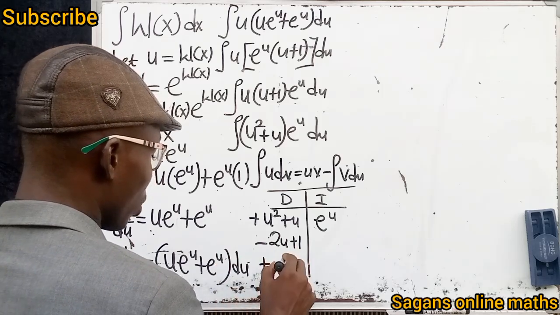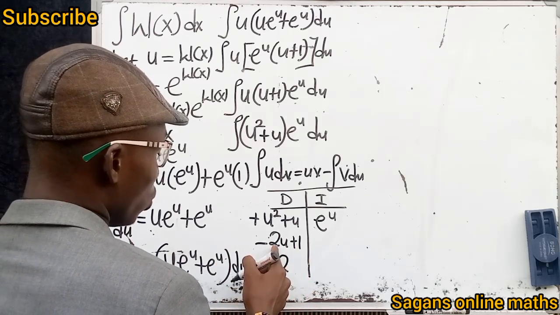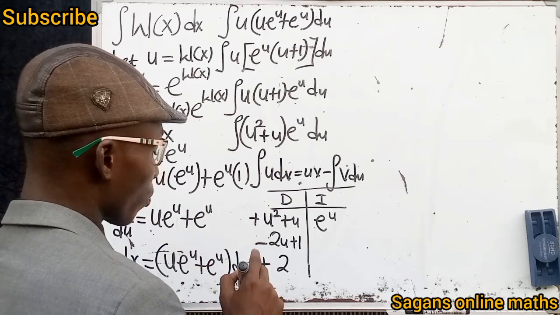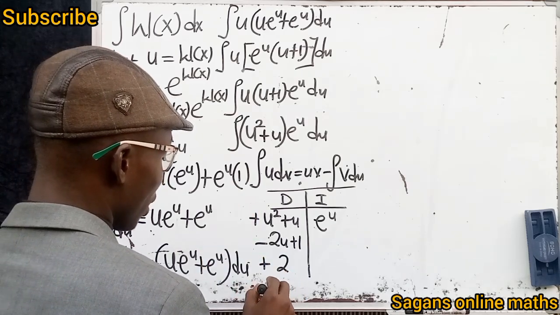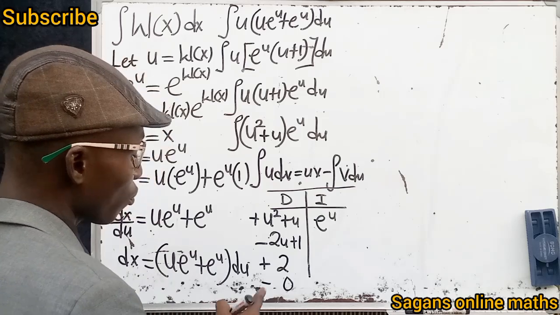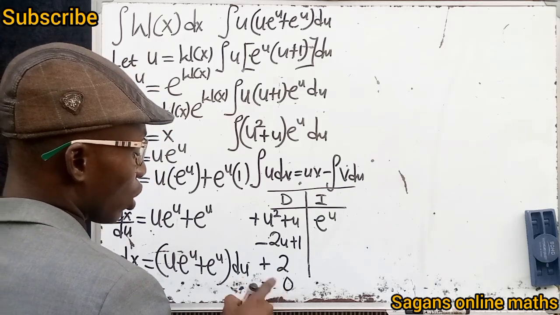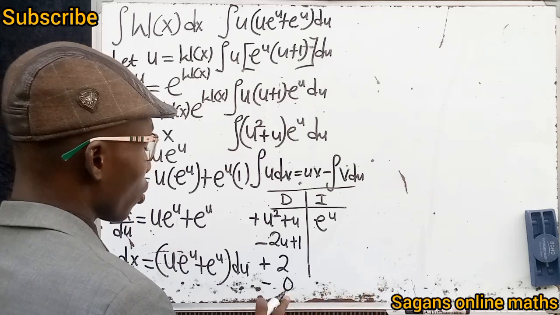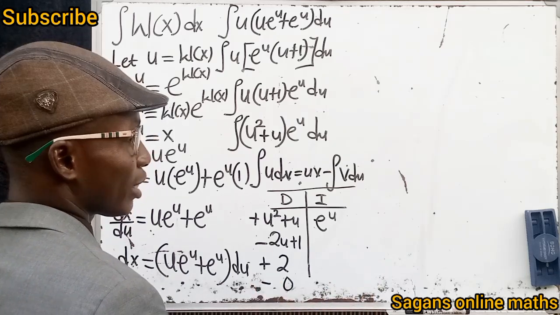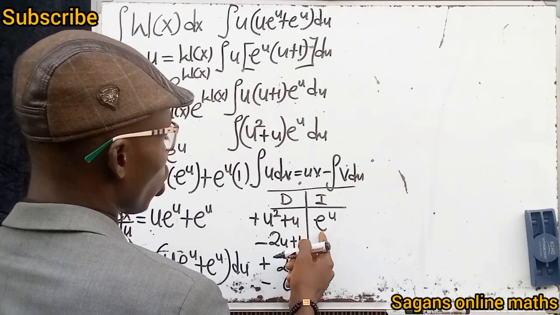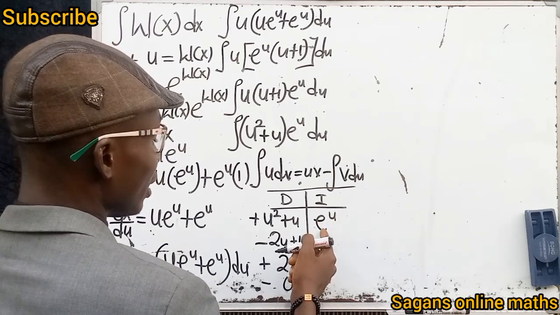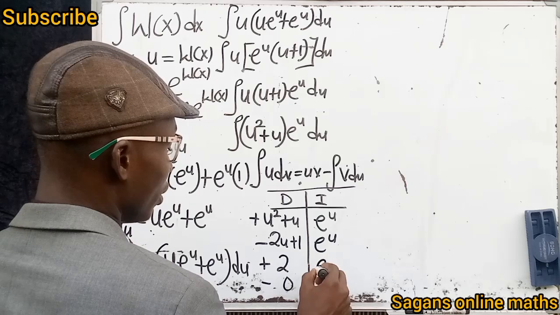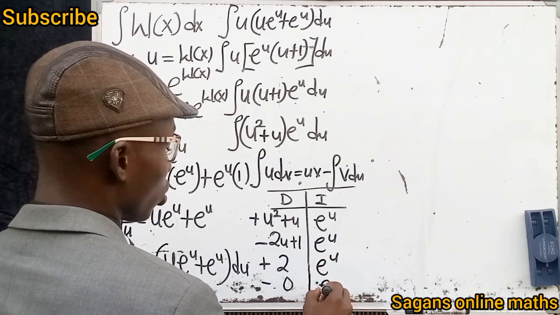Now if we differentiate this again, we're going to have 2, because if we differentiate 2u it is just 2. Then here will be 0, because if we differentiate a constant it is 0. Then as you get to 0, you stop, because there's no more differentiating. So let's integrate e raised to the power of u. If you integrate e raised to the power of u, you still have e raised to the power of u. You also have e raised to the power of u.